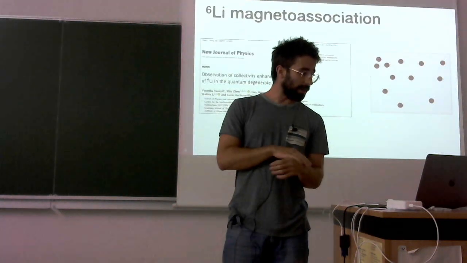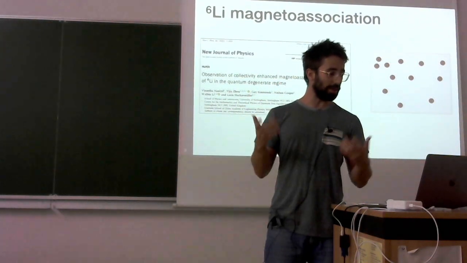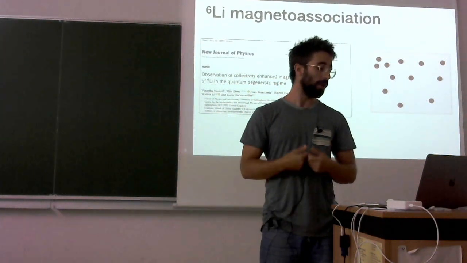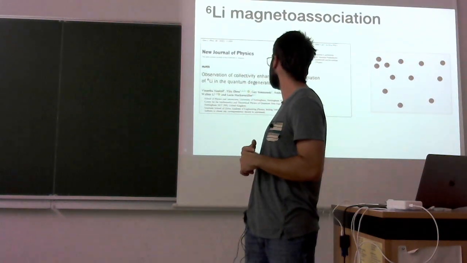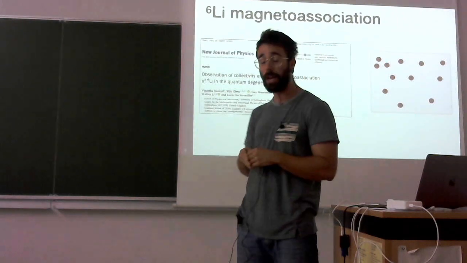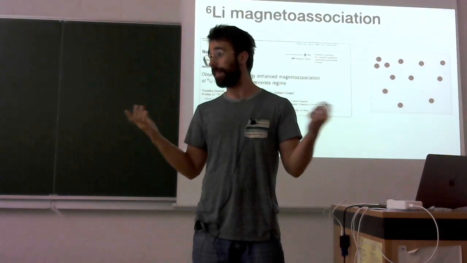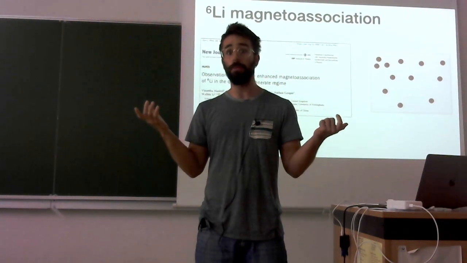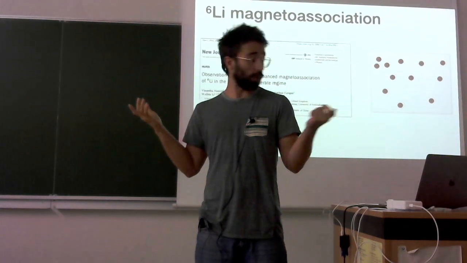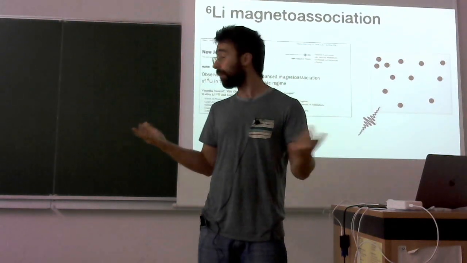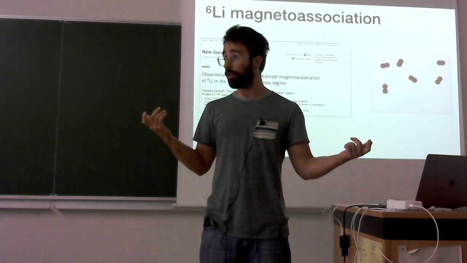Okay, the paper that they presented when I arrived there is "Observation of Collectively Enhanced Magnetoassociation of Lithium in the Quantum Degenerate Regime." When I read it for the first time, I didn't really understand what they wanted to say. But the summary is that they have a quantum degenerate gas, a Fermi gas, formed by atoms of lithium. What this work is about is that if you apply a magnetic field to the degenerate gas, you can form molecules of lithium.